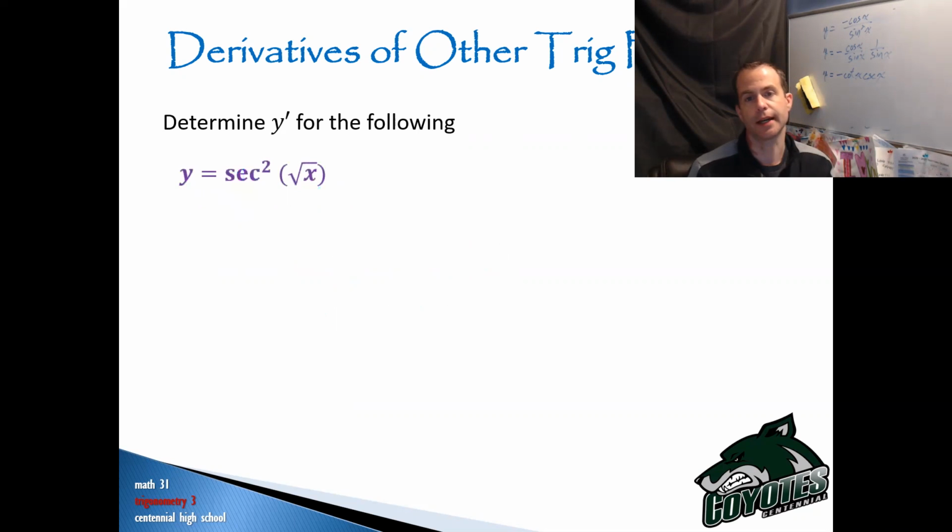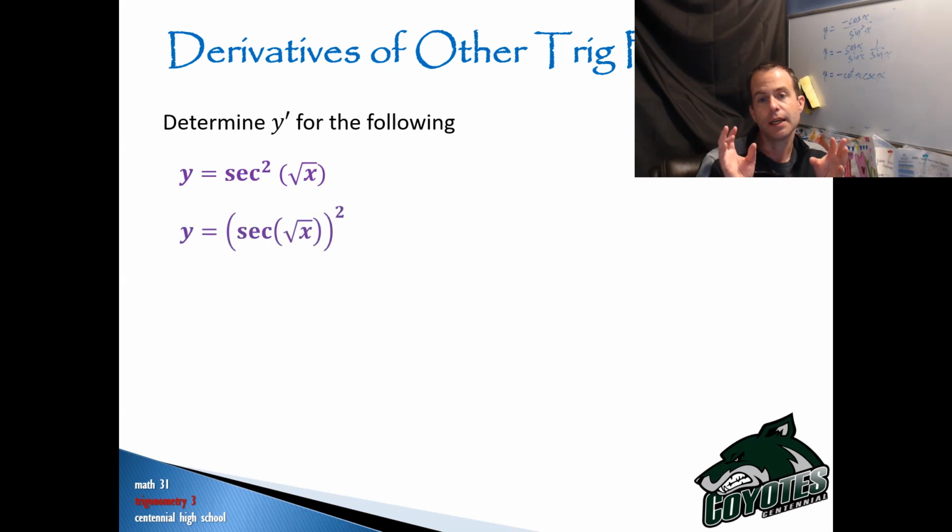Okay, next guy. Again, you probably want to start pausing me and trying these on your own before you see me do them. y equals secant squared of the root of x. There are a few things going on here. I know what the derivative of secant is, but I've got that square to deal with. That square is on the whole thing, so first of all, I'm going to rewrite that as secant of root x, all squared.